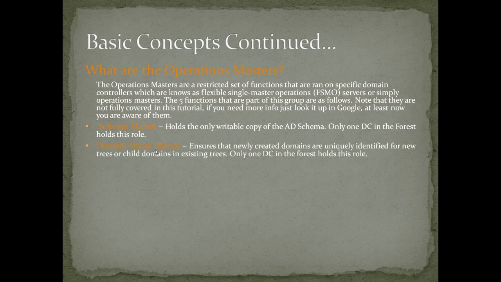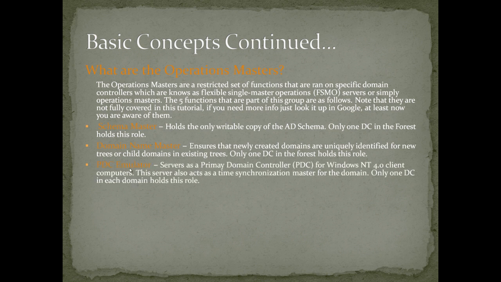You've got your domain naming master. What this does is ensure that when you create a domain, it's unique within your tree. So you can't have 2 sales.technology.com domains within the same domain tree. That's what the domain naming master will take care of. It makes sure that you have no duplications on your network for naming servers and everything. And again, only one domain controller in the whole forest holds this role.